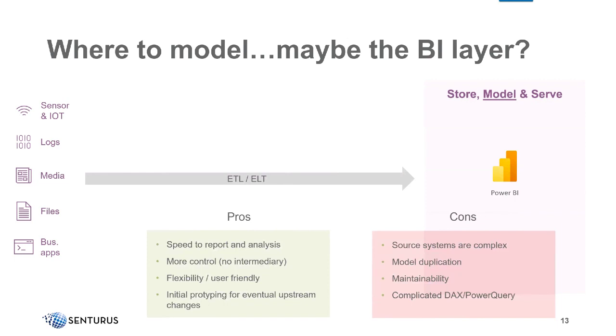So some of the pros for that approach are things like, okay, I have a speed to report. I can bring all my data and not worry about the stuff in the middle. I don't have to worry about the humans. I don't have to worry about the services. I have full control. I don't have that intermediate step where I have to wait for a table to be created in a data warehouse or something to land in a lake. I can go right maybe to the files or the business applications that are out there.